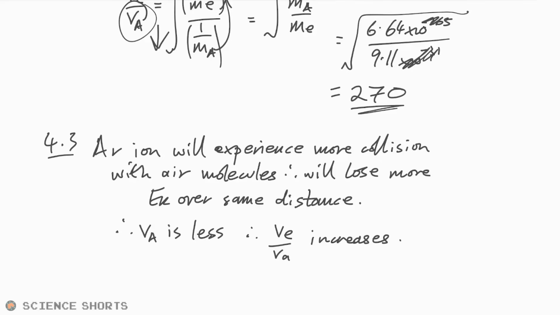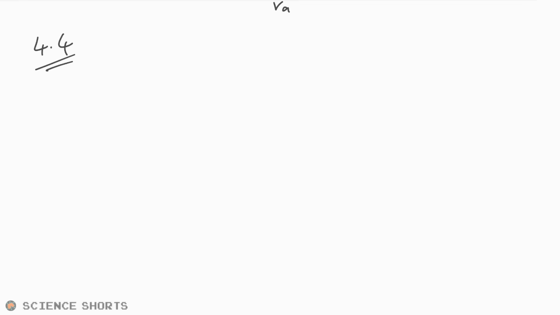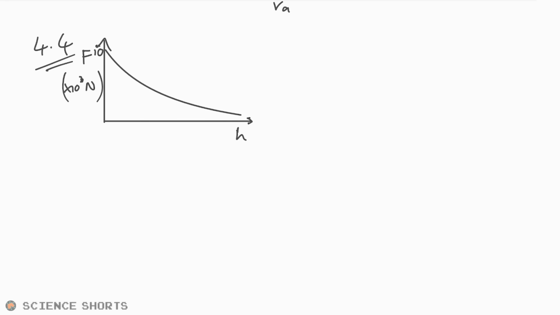Okay, so that means that VA is going to be less, and so therefore the ratio increases. Silly question. 4.4, we have a graph of force against distance. So I wonder what this is going to be about. Oh no, we're going to have to count squares, aren't we? No. Oh, that's a nice curve. So we have 10 there, and then it's going all the way to, whatever, I don't think we're going to need that. What's this, times 10 to the 3 newtons. Okay, good. We're just being asked to confirm which is which.